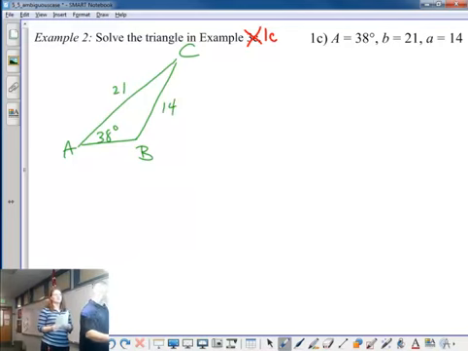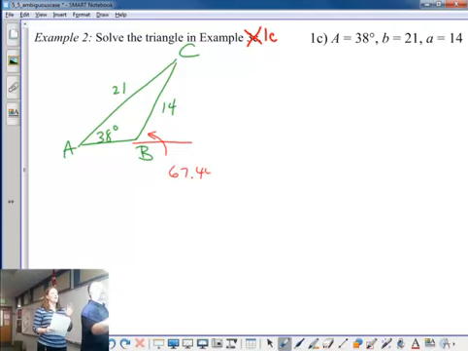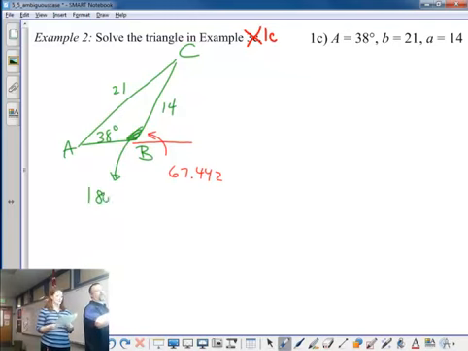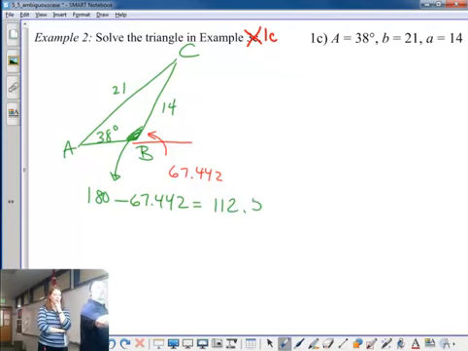And we figured out that, well, we don't have a new C yet, do we? We don't. So on this side, we had figured out that this was 67.442. So that is a linear pair with the angle ABC that we are actually looking for. So we're just going to go 180 minus 67.442, the one we found, which is 112.558.